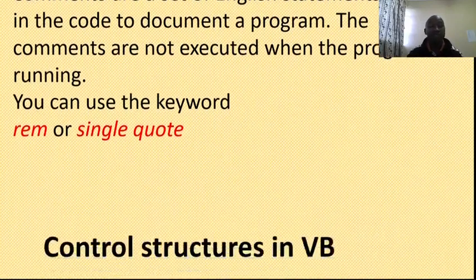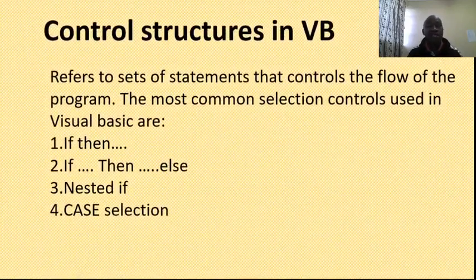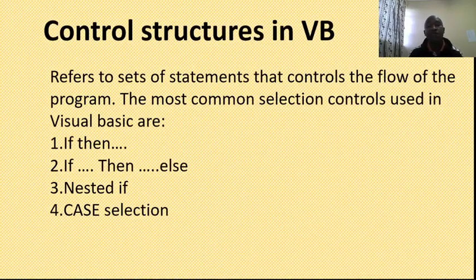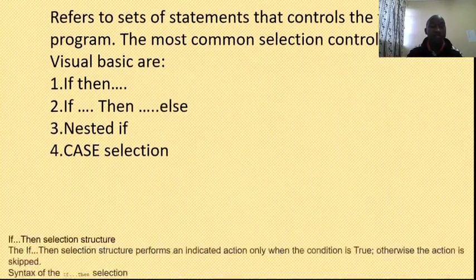Then we have control structures in VB. A control structure refers to a set of statements that controls the flow of the program. The most common selection controls are if-then, if-then-else, nested if, and case selection. On the other hand, you can add looping or repetition as our number 5. I didn't type it, but it's there: looping or repetition.